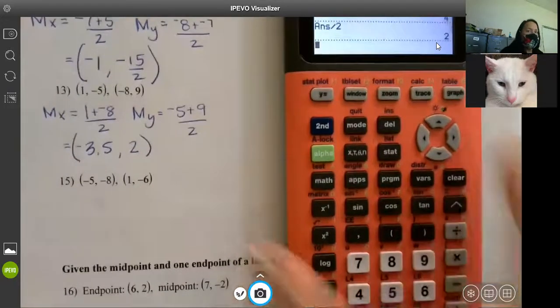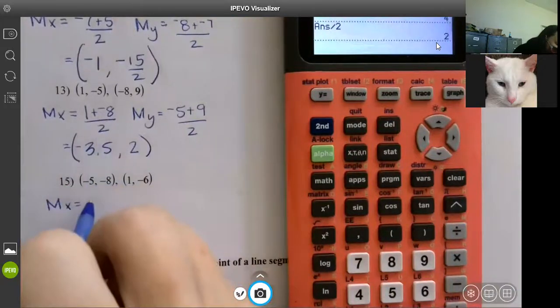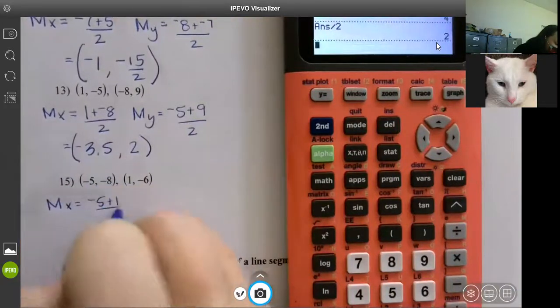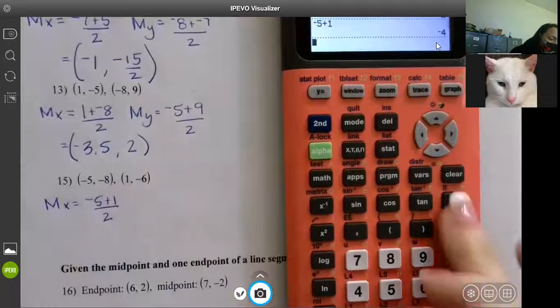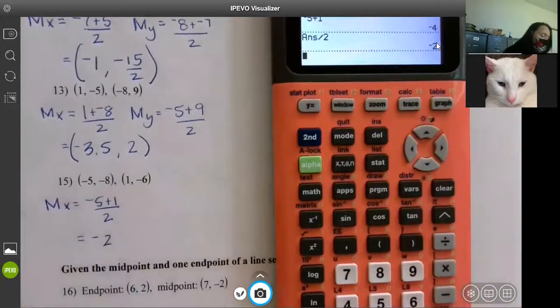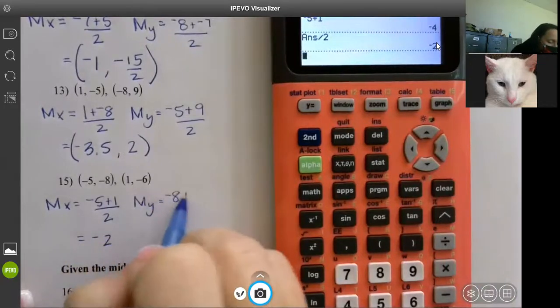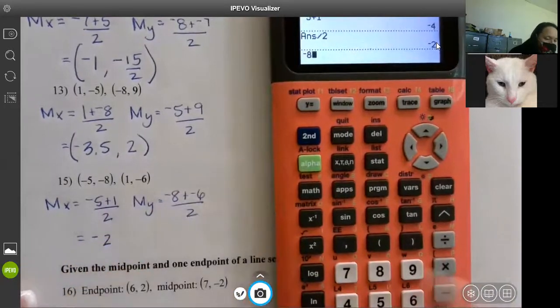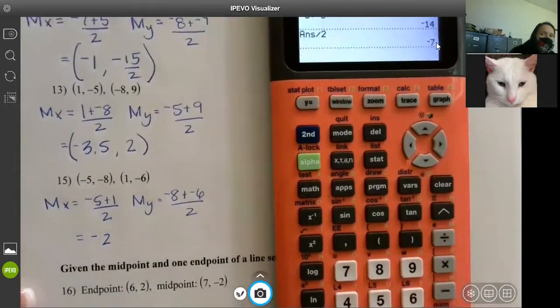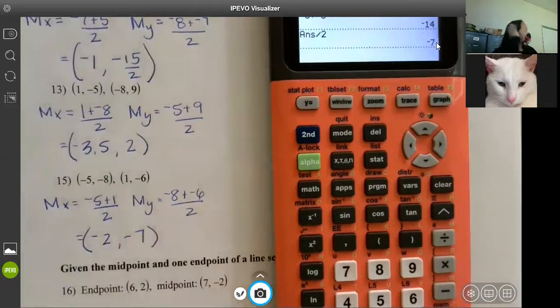All right, look at 15. What are your two x's? We're going to add those, divide by 2, so -5 plus 1 divided by 2 gives us -2. What are your two y's? -8 plus -6 divided by 2 gives us -7. That's your coordinate. We're going to go back and do 12 and 14.